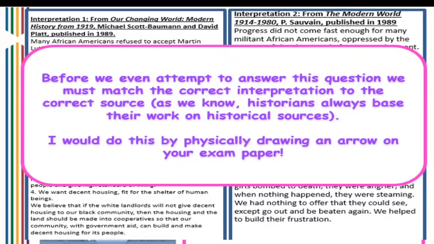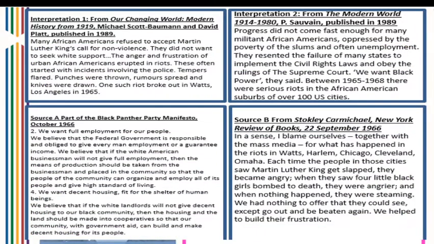Okay, so I would physically do this on your exam paper by drawing an arrow, before you even start answering the question. You go to it in your exam booklet and you can physically match them up with arrows. So interpretation 1 matches up with source B, because in 1 it's suggesting that it's the failings of the non-violent civil rights movement that led to the Watts riots, and that's a very similar message to what Stokely Carmichael is giving in source B. He's saying that it's their fault, that they didn't do enough, they kept seeing King having issues, they became angrier.